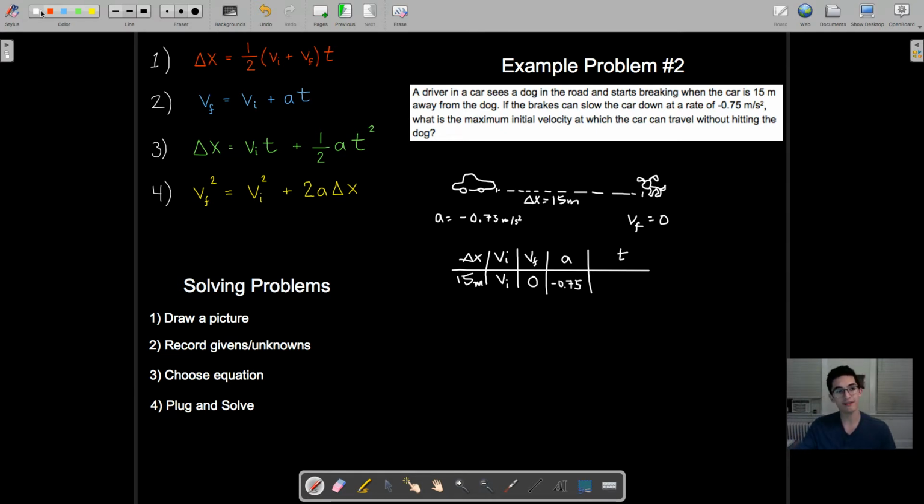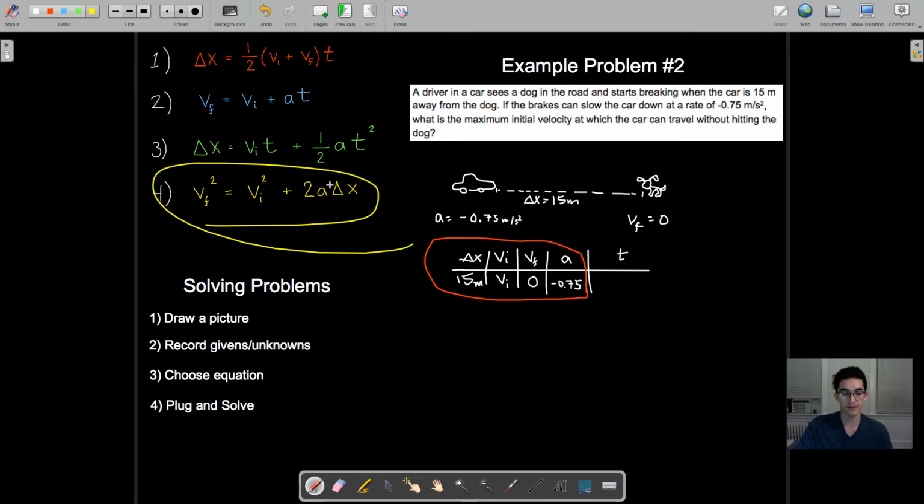So now we need to find an equation with these 4 variables. We need to find an equation without time. Do you see it? Pause the video, see which equation you think we're going to be using. And we are going to be using equation number 4. Equation number 4 does not include time here. No time to be found. So let's go ahead and write that equation down here. The final velocity squared is equal to the initial velocity squared plus 2 times the acceleration times the displacement.